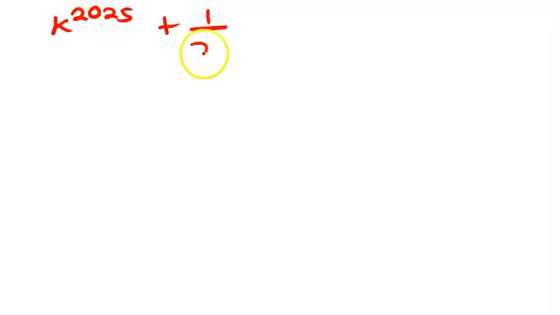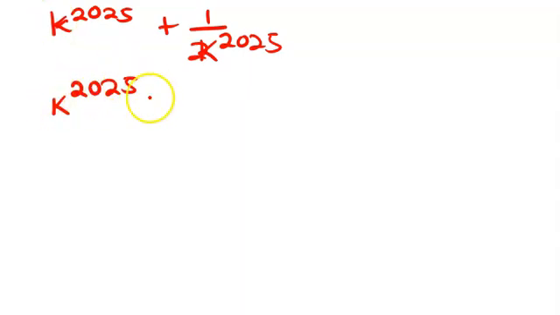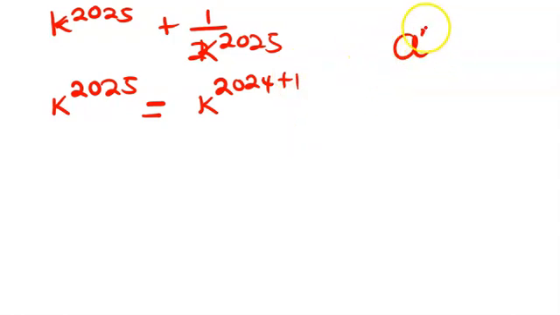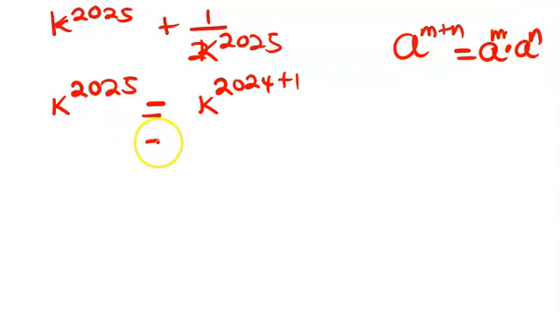Okay, now we have to find k raised to the power 2025 plus 1 over k raised to the power 2025. Okay, let's take 1 and then work on it. Now k to the power 2025 can be written as k to the power 2024 plus 1. And from indices, if we have a raised to the power m plus n, we can split it and make it a raised to the power m times a raised to the power n. This is the same as k raised to the power 2024 times k raised to the power 1.